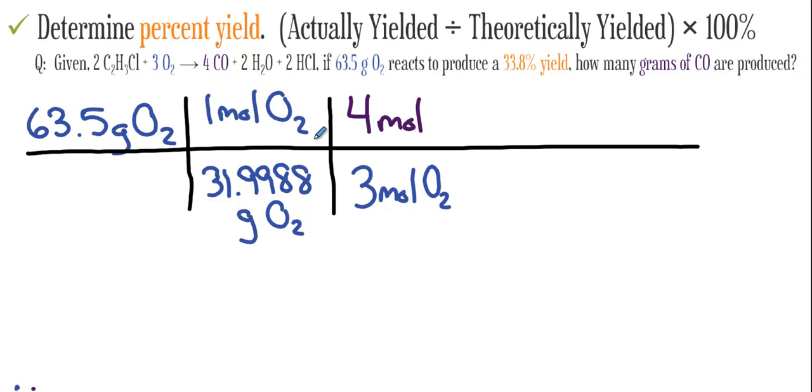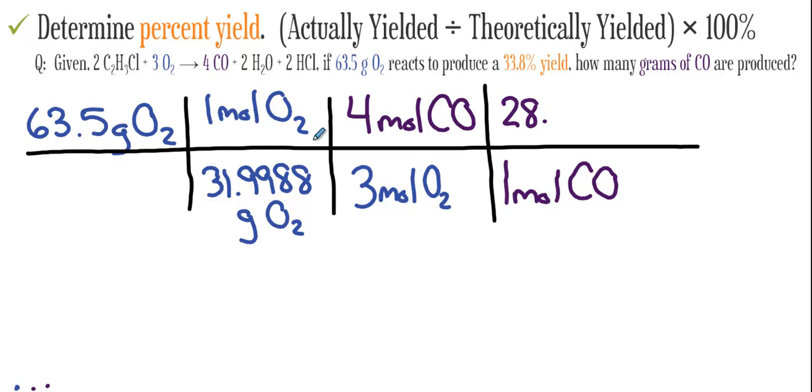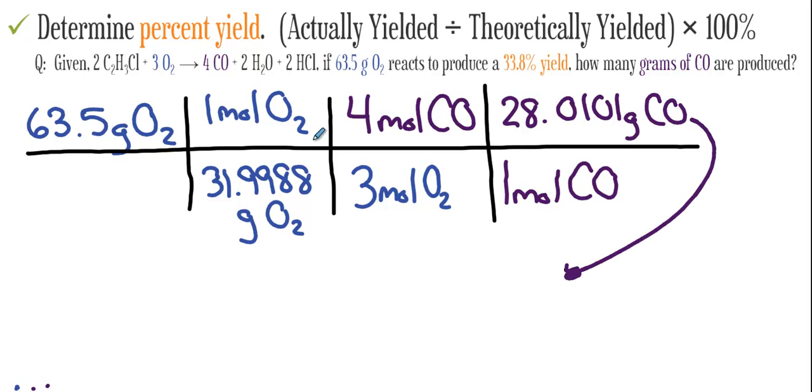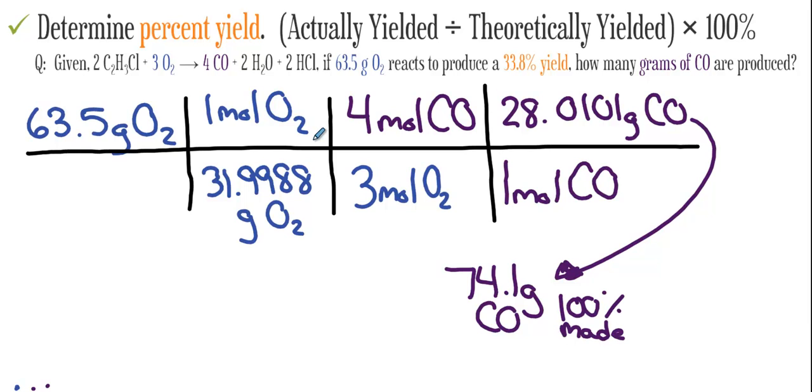So to do this, we use a mole conversion to move from grams of oxygen to moles of oxygen. We then use the mole ratio found in the balanced chemical reaction to move from moles of oxygen to moles of carbon monoxide. There are 4 moles of carbon monoxide produced for every 3 moles of oxygen used. After we get into moles of carbon monoxide, we can then use a mole conversion to move from moles to grams. When we solve, we determine that 74.1 grams of carbon monoxide could be made if 100% were made.